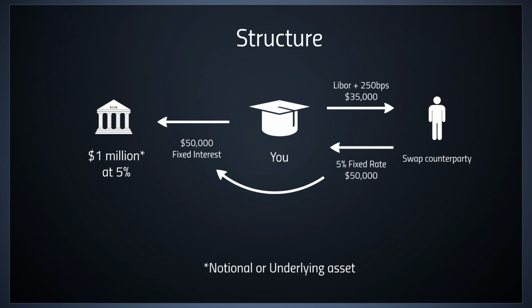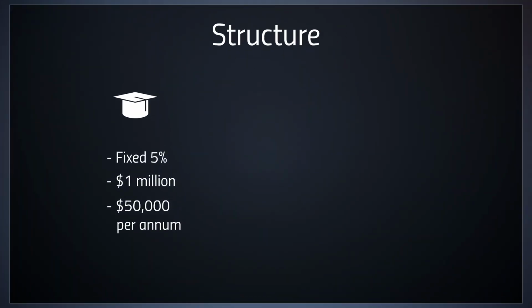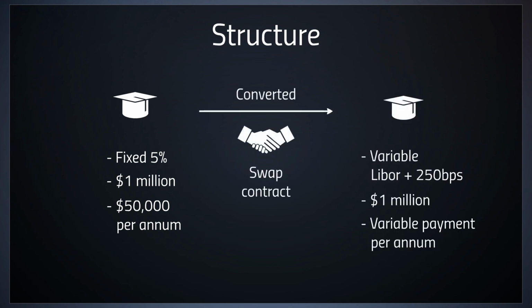But what you've also done is take on an enormous risk. If LIBOR shoots up over the next year, you may end up paying much more over the life of the swap than you would have during the fixed rate initial loan that you had. But the important thing is that you're able to use the swap to convert your position. You started with a fixed 5%, $50,000 fixed payment, and you were able to convert that with a swap contract to a variable LIBOR plus 250 basis points with a variable payment.